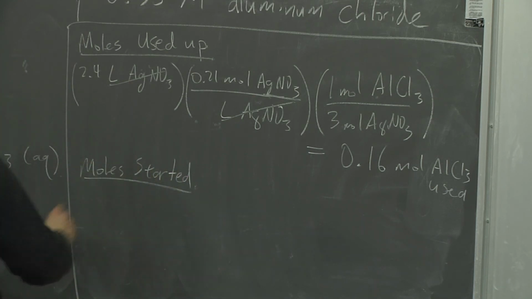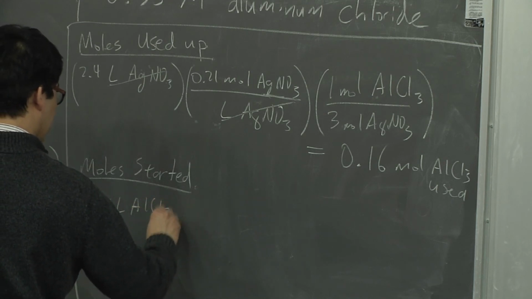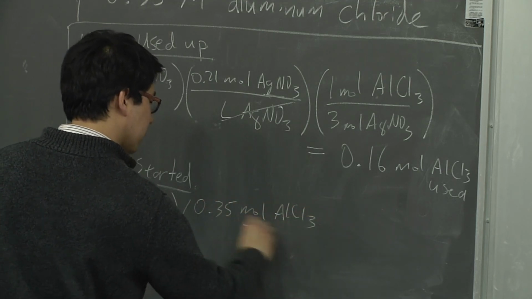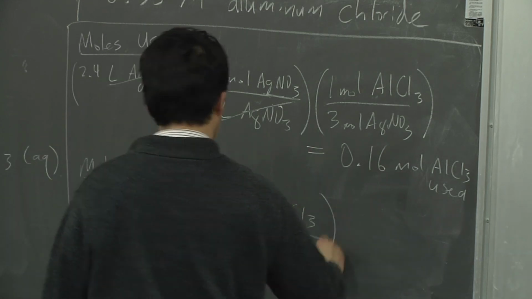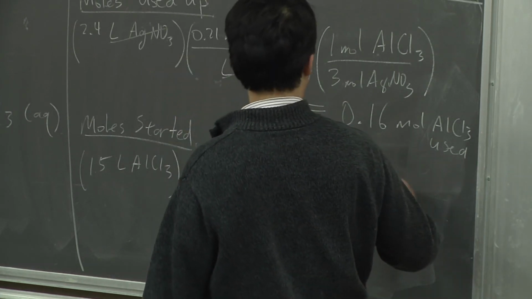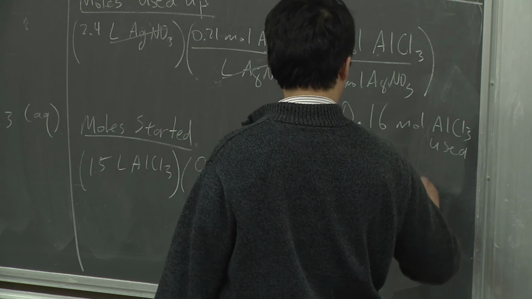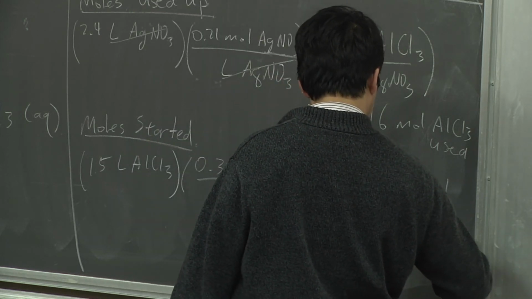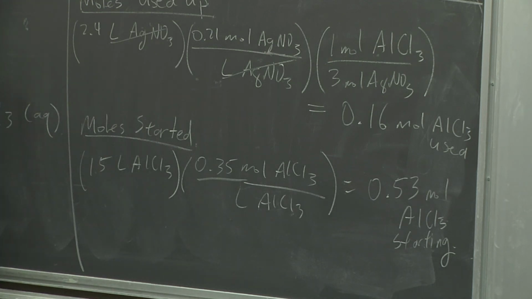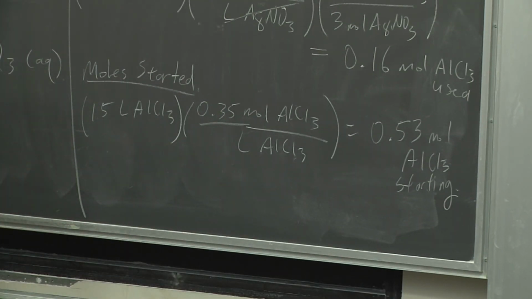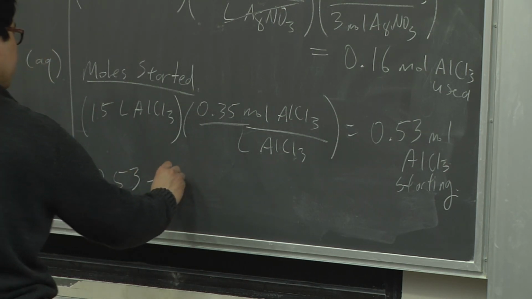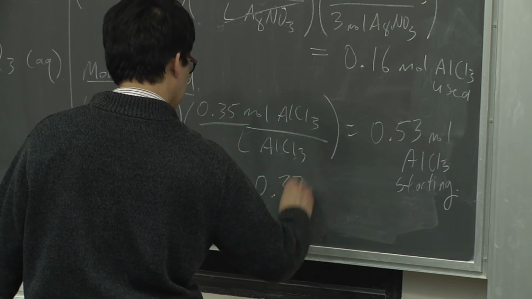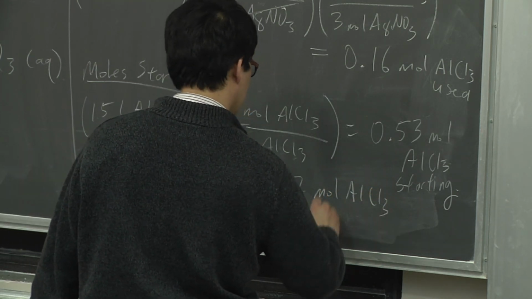What's the moles I started with? It's 1.5 liters AlCl3 times 0.35 moles per liter, and that's 0.53 moles of AlCl3 that I started with. The excess is 0.53 minus 0.16 equals 0.37 moles of AlCl3 left over.